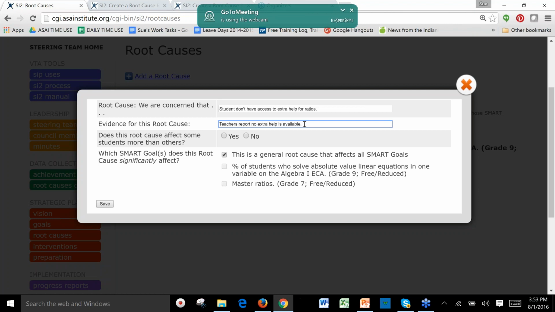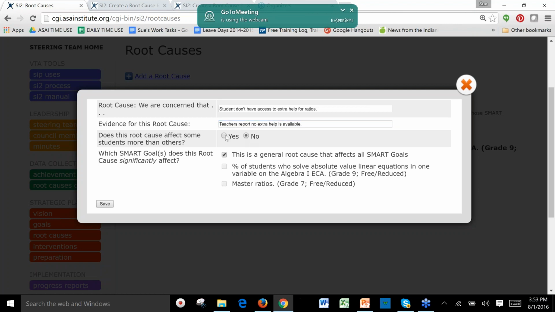It may be data from the short answer questions that are in the reports. So whatever evidence you have that this is not just a hunch, but there's actually something you can point to that made you think that this was a concern. Does this root cause affect some more than others? In this case, the answer would probably be no.